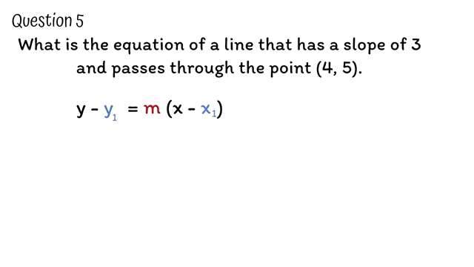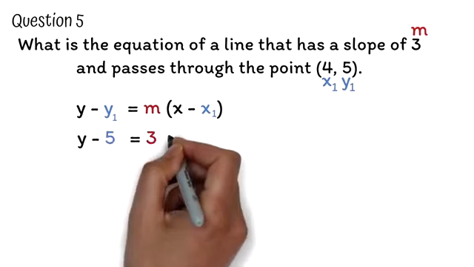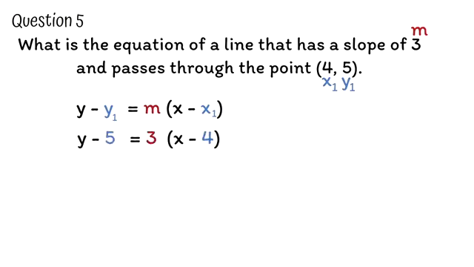In this formula, m is our slope. x1, y1 is the point on the line. Let's name our point x1, y1. M is our slope, so m is 3. Now we put our values in the formula. We have y minus 5 equals 3 times x minus 4. To make this into the slope-intercept equation, we will solve for y, or make y the subject.